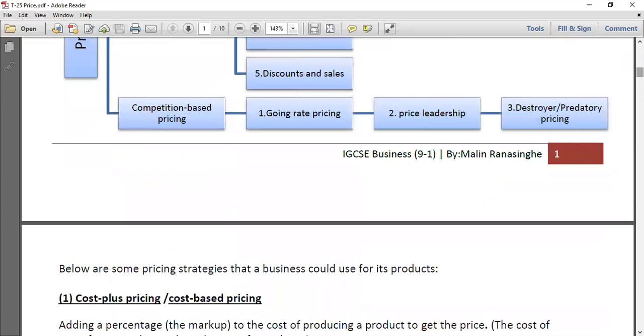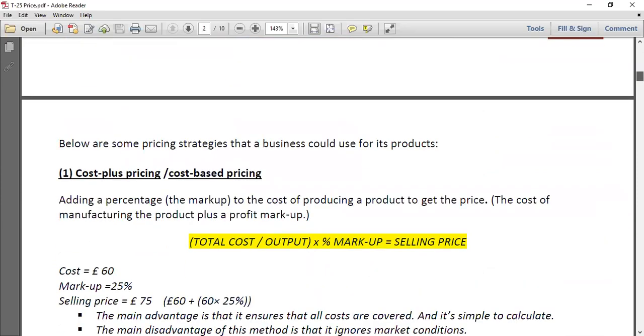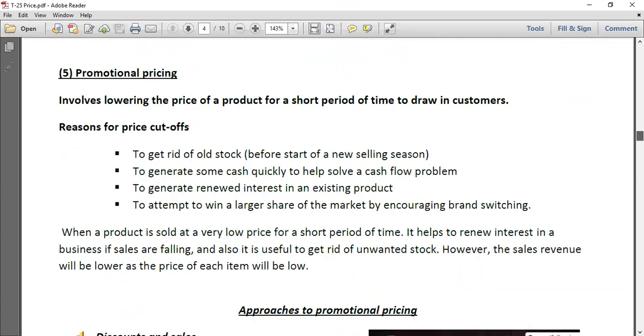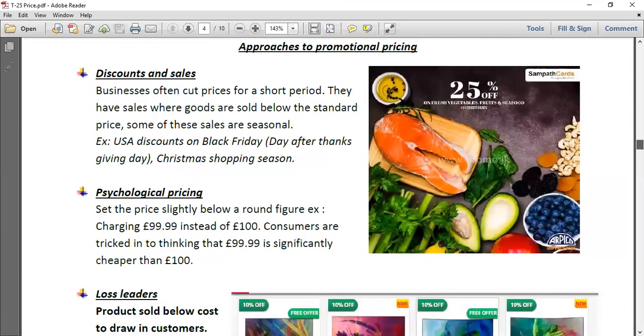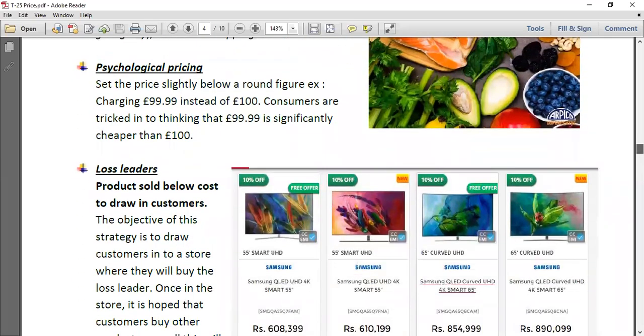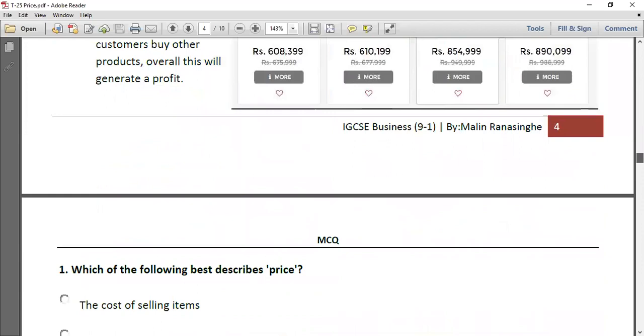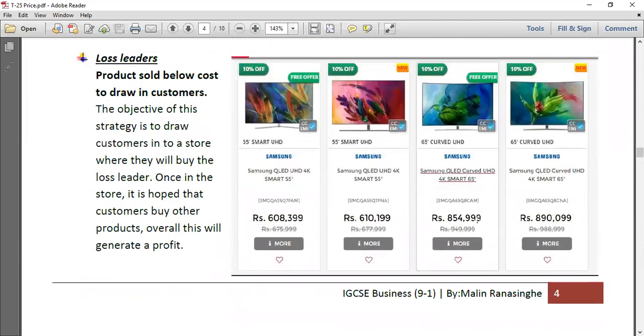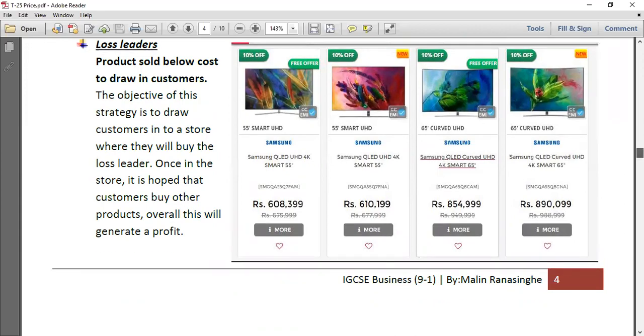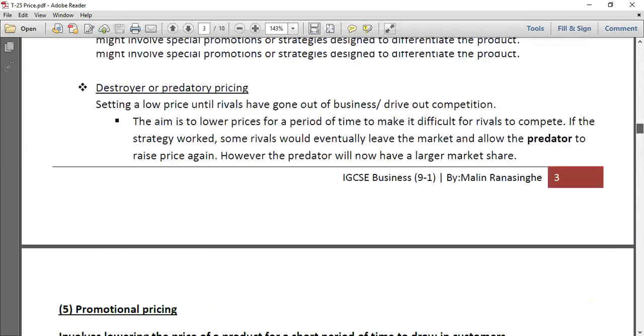In my next session on Wednesday, I'm going to give you psychological pricing and also promotional pricing strategy. You can see approaches like promotion pricing, 25% off for Sampath cards. Sometimes with discount prices, look at the prices they charge, like 854,999, and 10% off a 65 curved UHD at 890,099. So why are they giving 99 here? That's called psychological pricing. They are always giving some kind of numbers like this. We'll talk about this in detail in my next session.